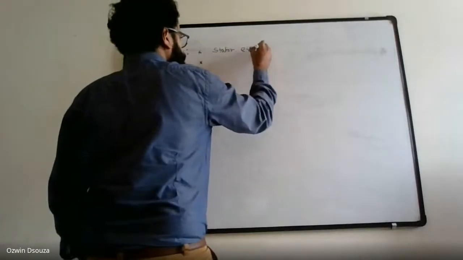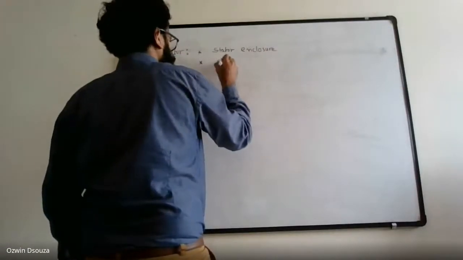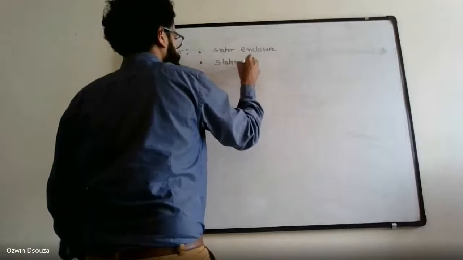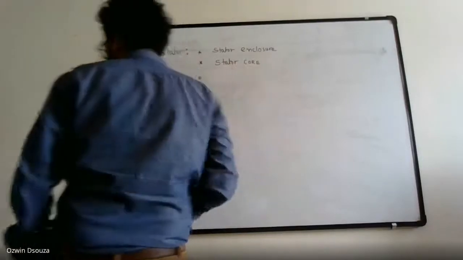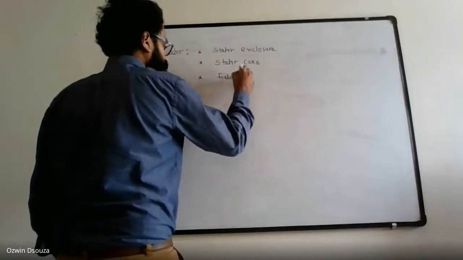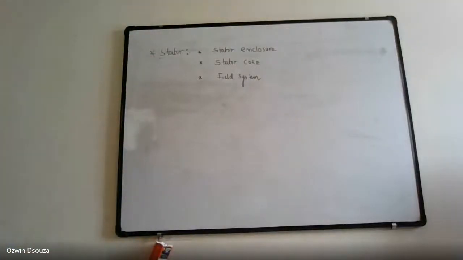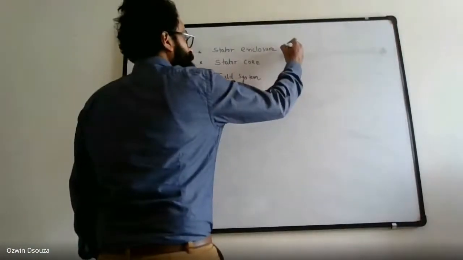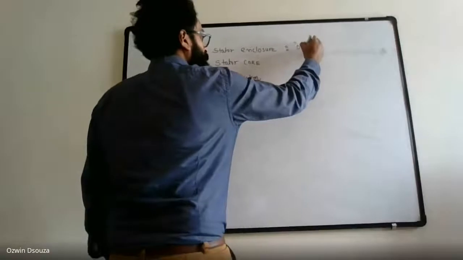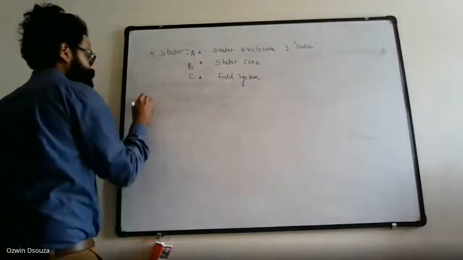Stator enclosure. Next you have stator core. And then you have the field system. The three major parts of the stator are stator enclosure, stator core, and field system. So let me write them as point A, point B, and point C.